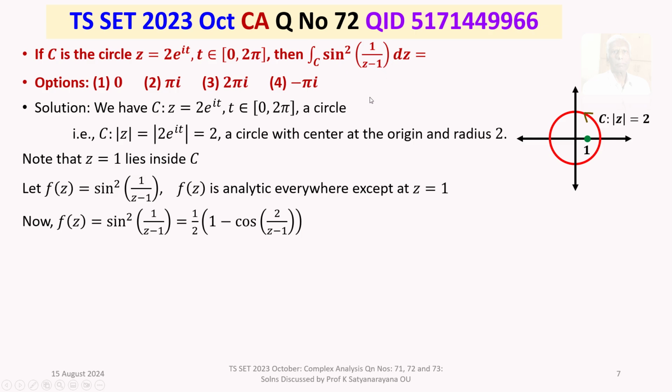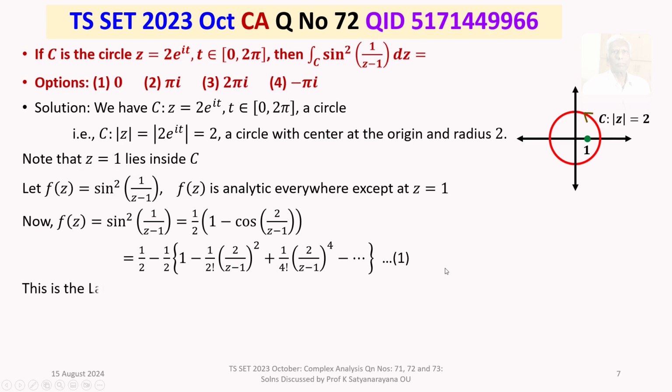Use the formulae if you want, but in this case, by looking at the Laurent's expansion. So we take 1 by 2 into 1 minus cos 2 theta, with 2 by z minus 1, that is 1 by 2 minus 1 by 2 into the expansion of cos of 2 by z minus 1. The expansion is 1 minus 1 by 2 factorial into (2 by z minus 1) whole squared plus 1 by 4 factorial into (2 by z minus 1) to the power of 4, minus and so on. Let's call this expansion 1. Agreed. This is the Laurent's expansion of f(z) about z = 1.